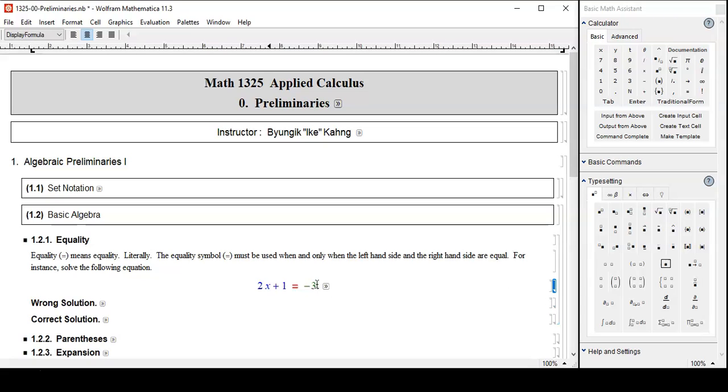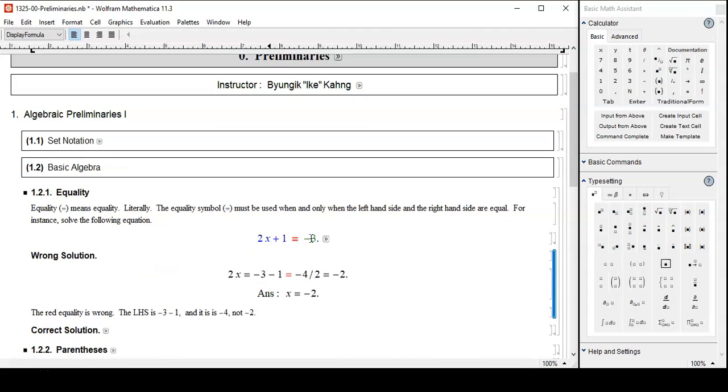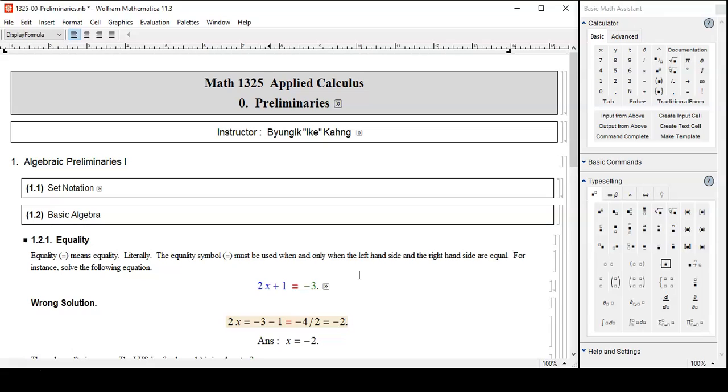Here's an example. Solve this equation. How do you do that? Well, subtract 1 from both sides. You get 2x equal to negative 3 minus 1, which is negative 4, and divide by 2, so we get negative 2. We got the answer, but this is wrong. I hope you can see that. From this red equality sign, left-hand side is negative 4, the right-hand side is negative 2. They're not equal to each other. So this is a wrong solution.